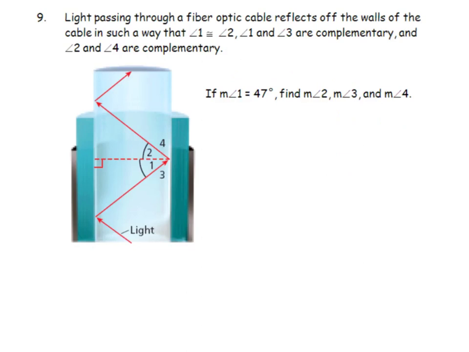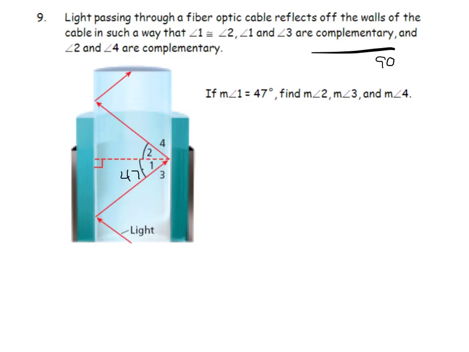All right, a word problem. This time they have the picture labeled for you. It's beautiful. Let's just read through it, figure out what we have to do. It says light passing through a fiber optic cable reflects off the walls of a cable in such a way that angle 1 is congruent to angle 2, 1 and 3 are complementary, and 2 and 4 are complementary. They then tell you that angle 1 is 47 degrees. They want you to find the rest of them, 2, 3, and 4. First of all, complementary means that they add to equal 90 degrees, correct?